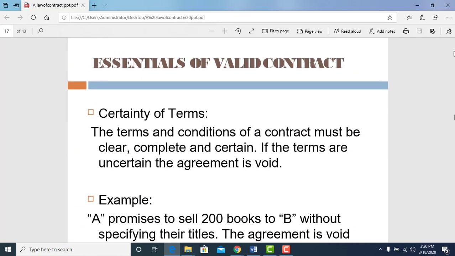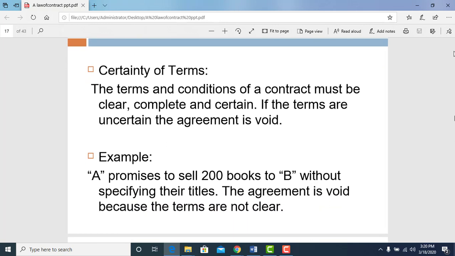Now, certainty of terms. The terms and conditions of a contract must be clear, complete, and certain. If the terms are uncertain, the agreement is void. There should be very clear understanding of the period, when and at what time you expect the contract to be in place, and when the deliverables, be it services, goods, or an understanding, should be achieved. So there's a deadline to it as well.